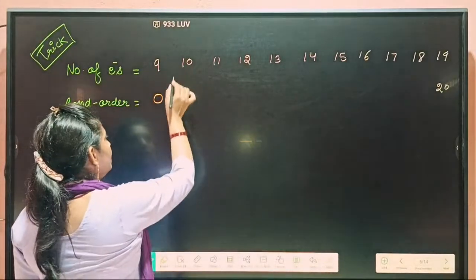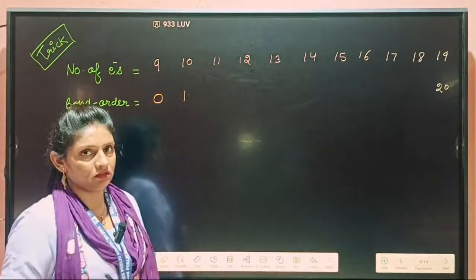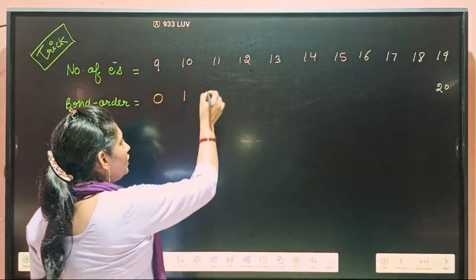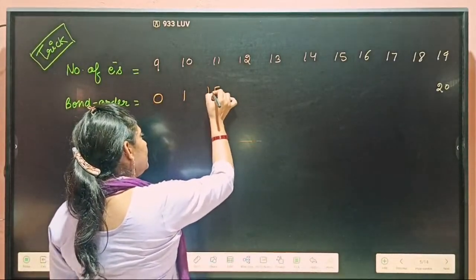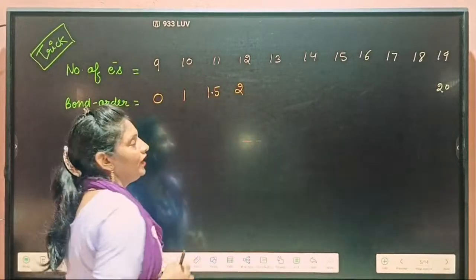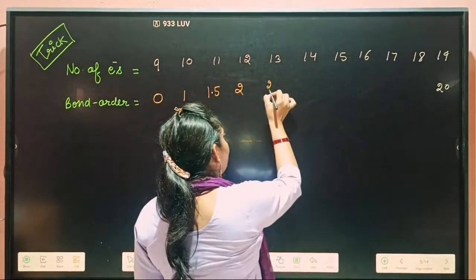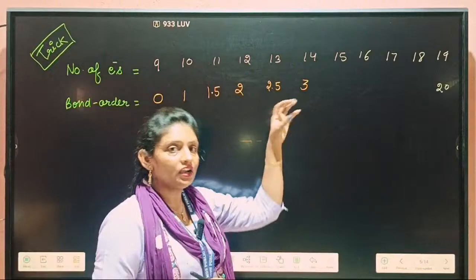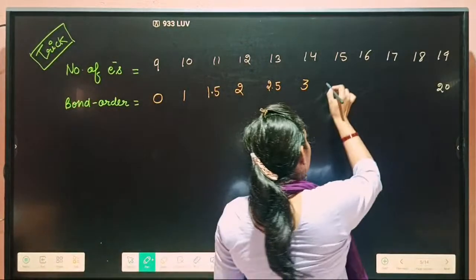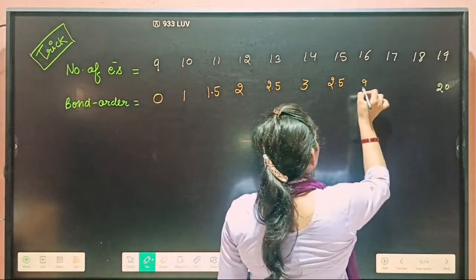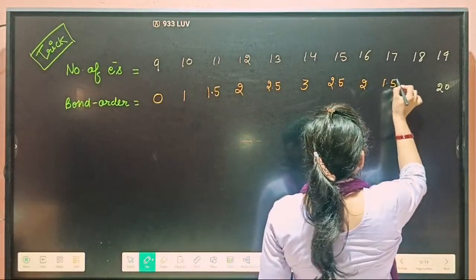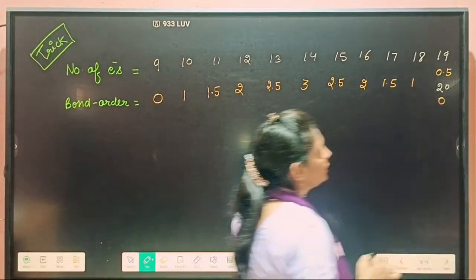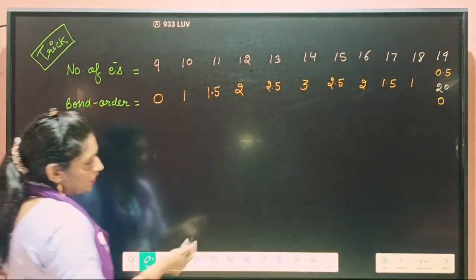If electrons are 10, then bond order will be 1. Okay. Then up to 3, you will increase by half. You will increase by 0.5. Okay. 1.5, 2, 2.5, 3. After reaching 3, you will start to decrease by half. Then 2.5, 2, 1.5, 1, 0.5, 0. Clear students?